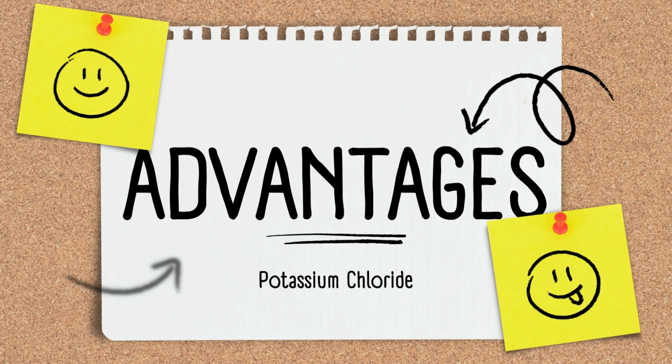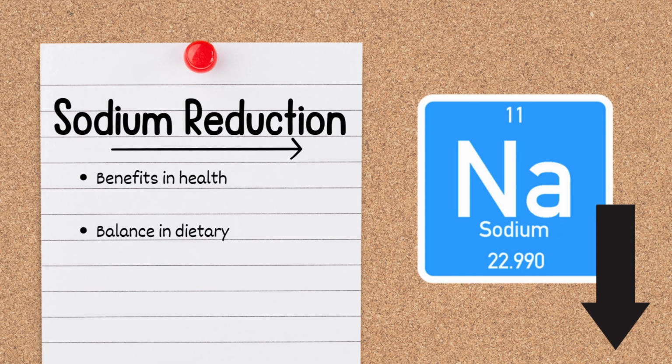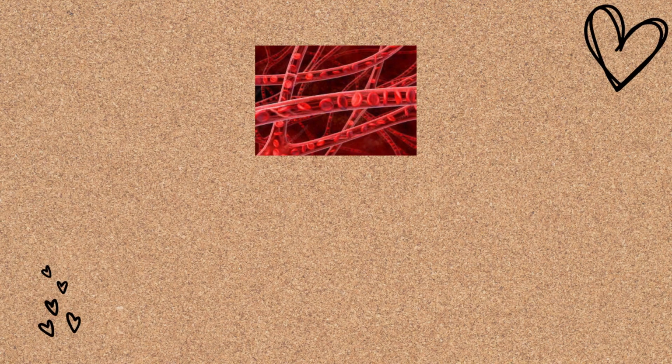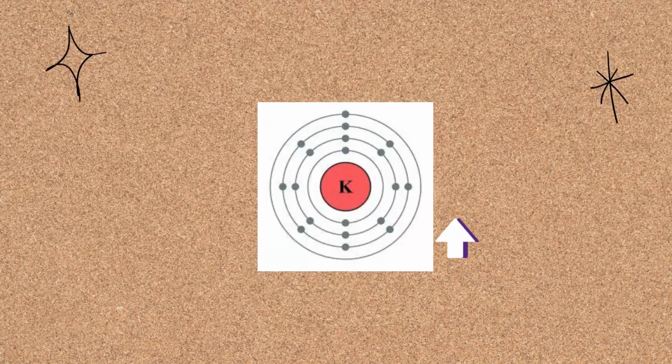These are the advantages of potassium chloride. First of all, reduction in sodium intake, which leads to benefits in health and diet. Potassium chloride helps manage blood pressure, which keeps the blood pressure at a normal reading. It can also reduce the risk of cardiovascular diseases such as stroke. Next, it also increases the potassium intake, one of our essential minerals.